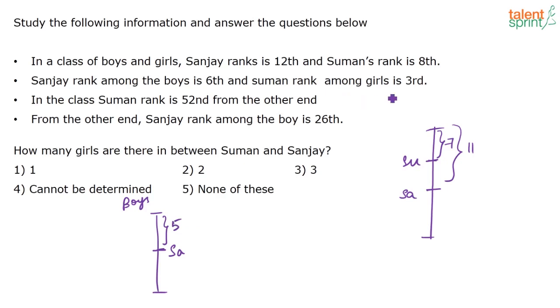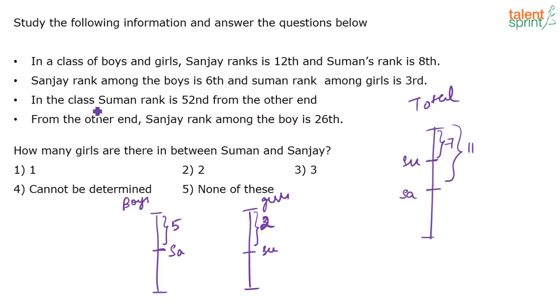And Suman ranks 3rd among the girls. So I am going to represent the girls here. This is the girls. Now this diagram is for the total, all the students, boys and girls together. Suman ranks 3rd among the girls, so there are 2 people before Suman because Suman is the 3rd one.